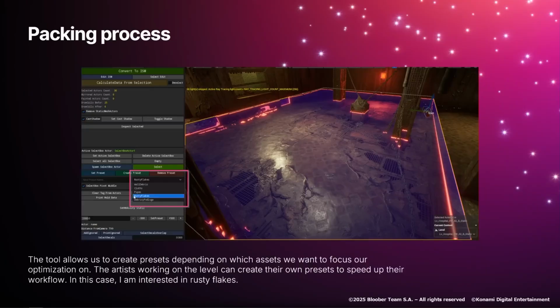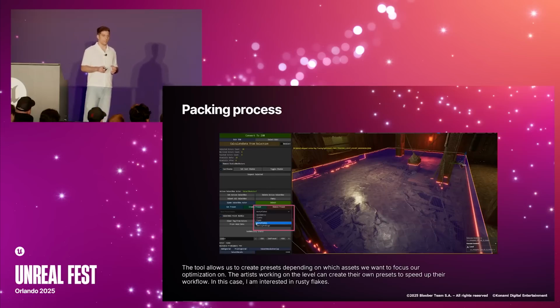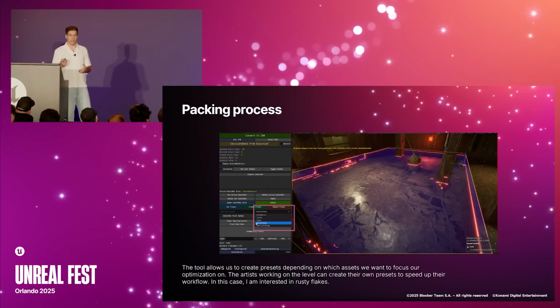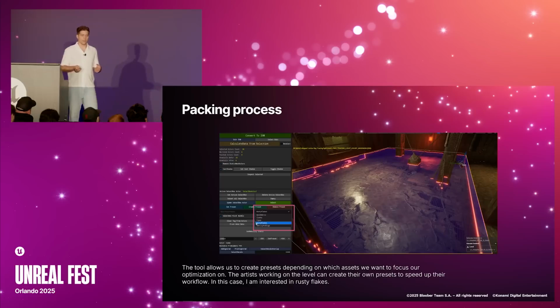There we go. So the tool allows us to create presets depending on what kind of assets we're working with. In this example, I was working on the floor of the Brookhaven Hospital, and this flooring had a lot of these small rust debris sets that I have mentioned earlier. So I've created a rust flakes preset that will only capture these assets because I don't want to accidentally capture anything else, because I'm focusing just on that bit over there. And the artists can create their own presets that will be kept in their tool.